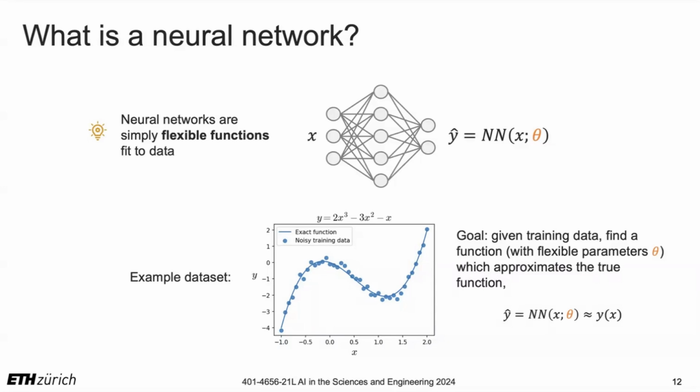A very simple example would be, given this data here, which is noisy measurements sampled from a polynomial, for example, given those y values, can we produce a function that fits that curve? So it's simple curve fitting. And that's exactly it. Neural networks are simply flexible functions that are fit to data.